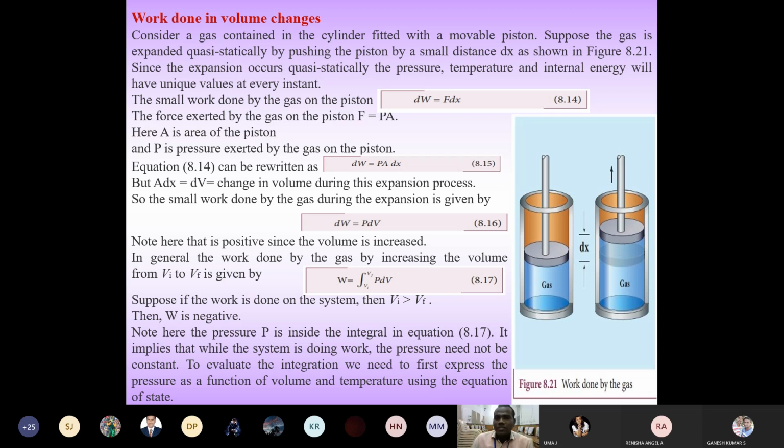Since the expansion occurs quasi-statically, the pressure, temperature, and internal energy have unique values at every instant. So dx is not a single process. An infinite number of processes will raise this piston by the distance dx, right? Do you know the meaning of quasi-static? This dx is attained by infinite processes joined together, which raise the piston up to dx.